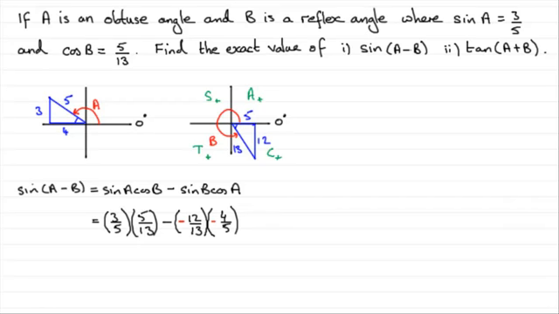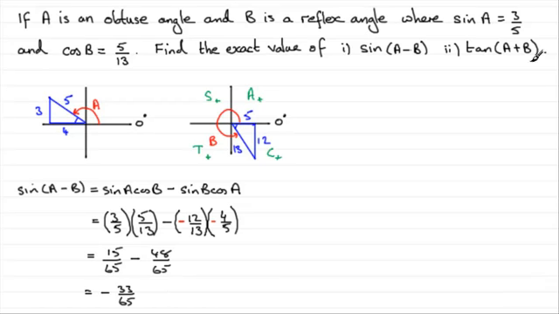Alright, well, we've got this far. All we need to do now is just work out what these fractions are. This one comes to 3 5s, which are 15, over 5 13s, 65. And then you've got the minus here, and a minus times a minus is a positive value, and you've got 12 4s are 48, over 13 5s are 65. And when you work that out, 15 take away the 48 gives you minus 33 over the 65. Minus 33 over 65. Okay, well that gives us the exact value for this example.